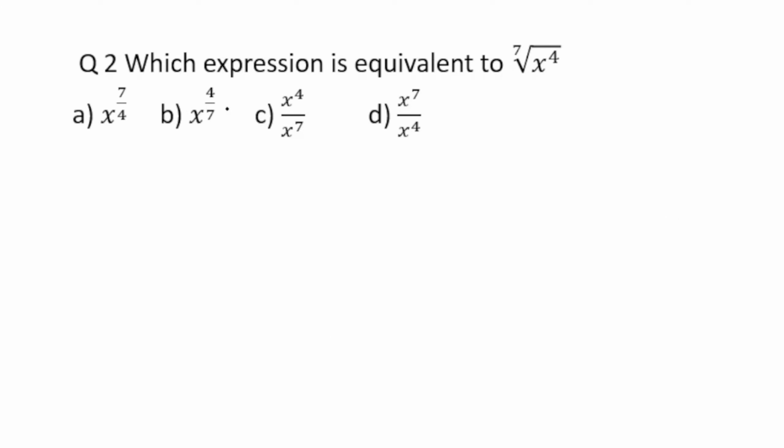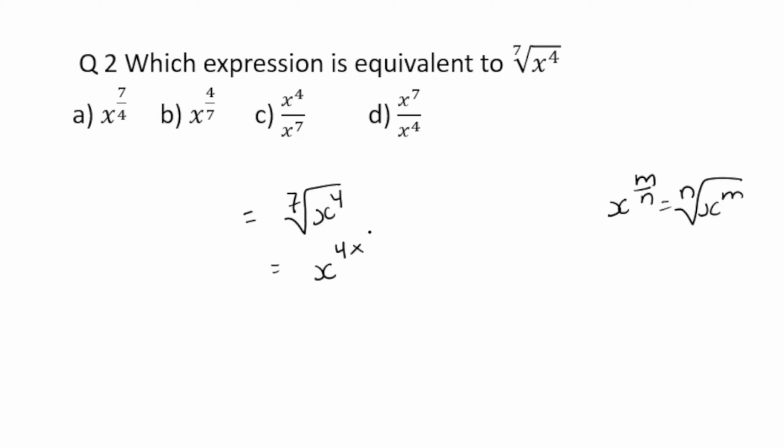Now move to question number 2. Which expression is equivalent to 7th root x to the power 4? We already studied that x to the power m over n is the same as the nth root of x to the power m. In our question, 7th root x to the power 4. That means x to the power 4 multiplied by 1 over 7, x to the power 4 over 7. The answer is B, x to the power 4 over 7.